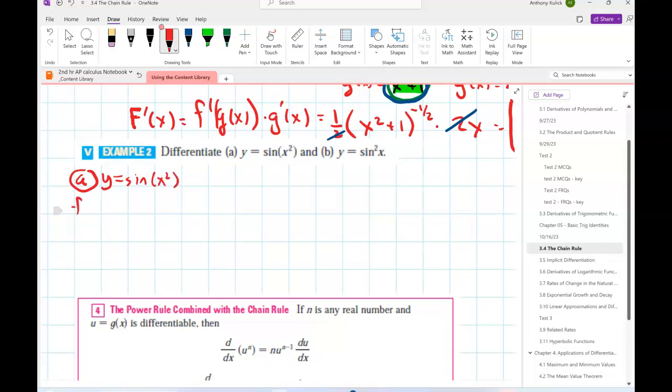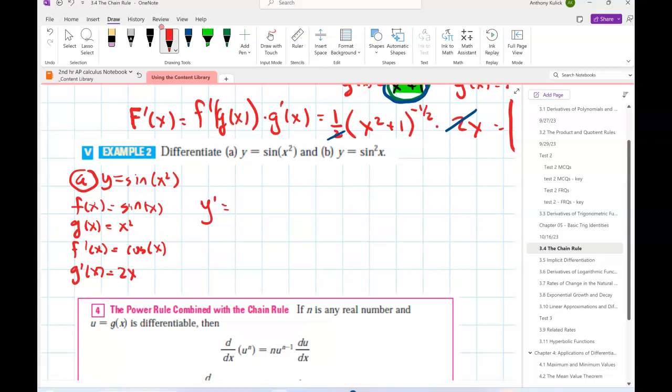What is my outer function going to be? Sine x. Good. And the inner function? X squared. Good. So the derivative of sine is? Good. And the derivative of x squared is? 2x. Okay.